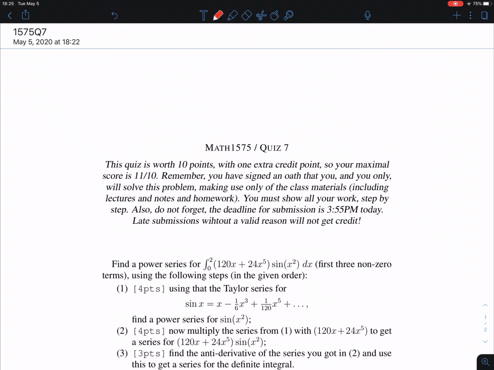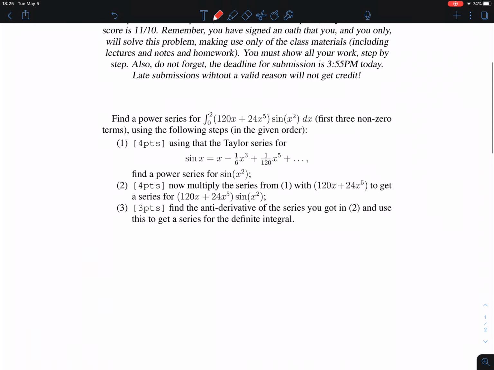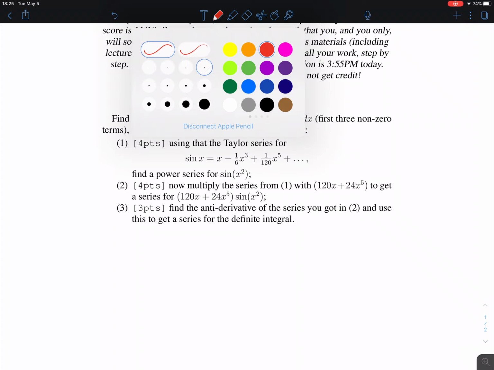Okay, so the quiz from last time on working with Taylor series. So here was the question, and you had to follow the steps. Some of you tried to do something else, but that doesn't work. That means you didn't complete the problem correctly. So okay, let's start off.